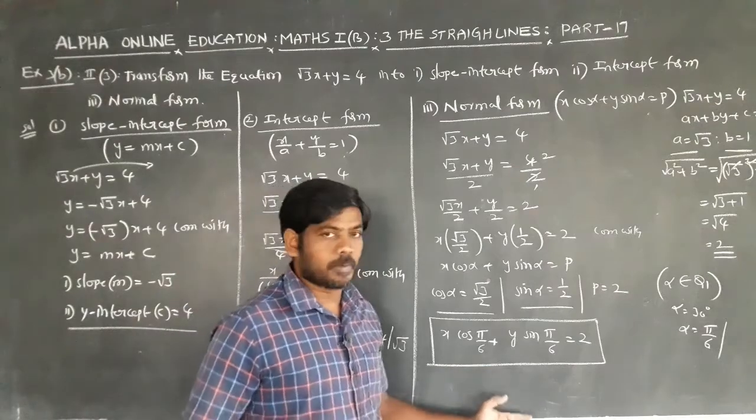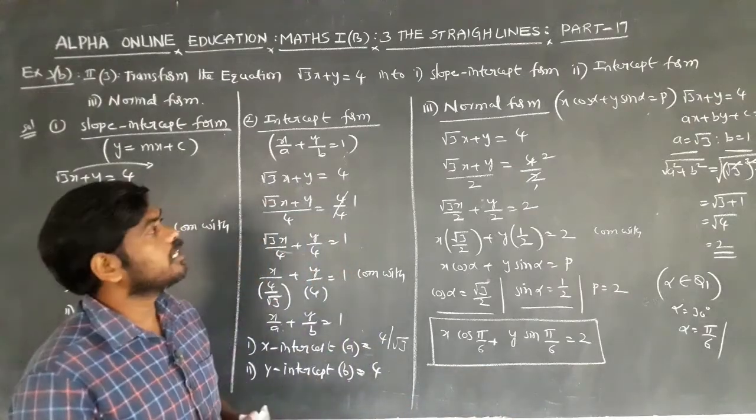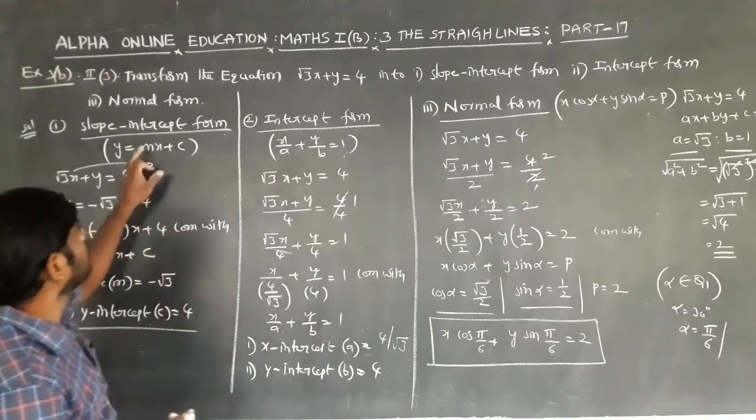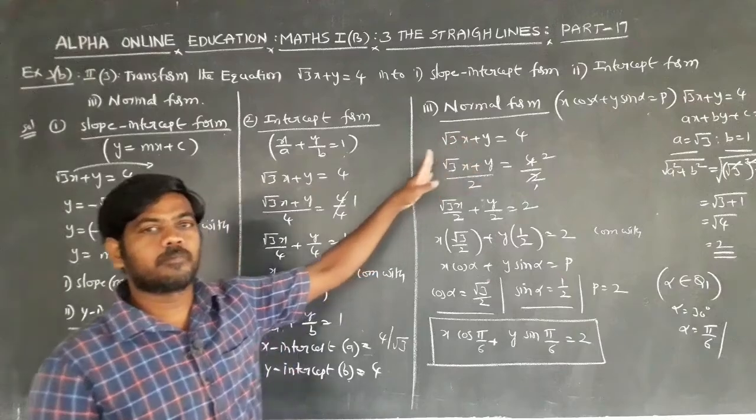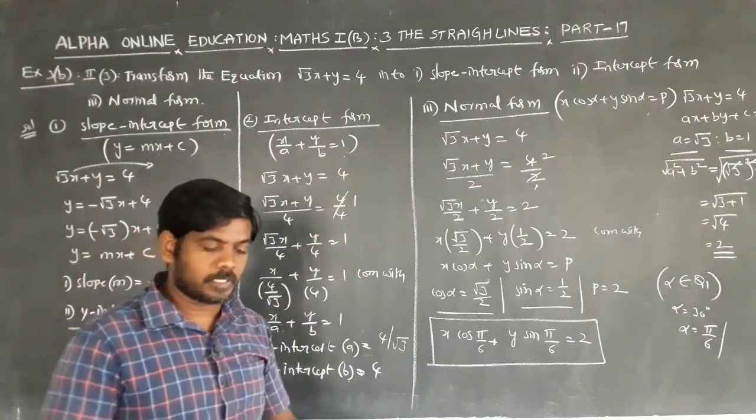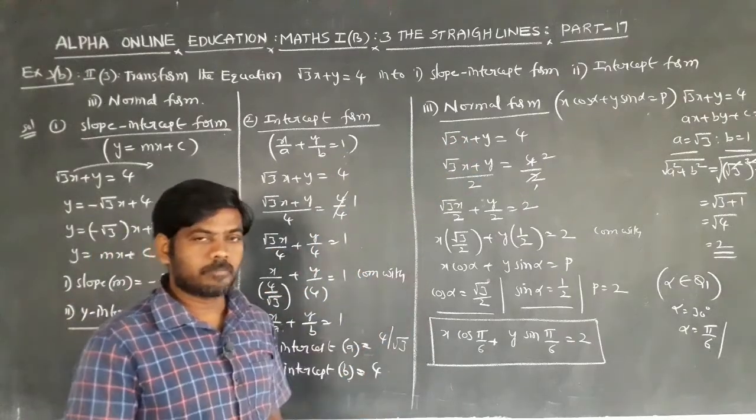This is the process for transforming the equation into slope intercept form, intercept form and normal form. Most important problem. Similarly, try a number of problems.